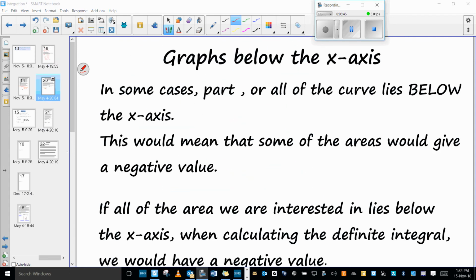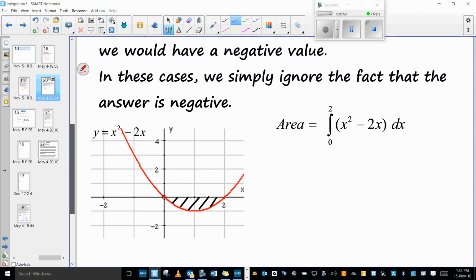Okay, now this is where it starts to get a little bit trickier, in that in some cases, part or all of the curve is going to be below the x-axis. This diagram here is a good display of that. If you were to find the integral of this function between the values of 2 and 0, which is what this question is asking you to do, you would end up with a negative value. Should we do it to show you that it's true? We will.